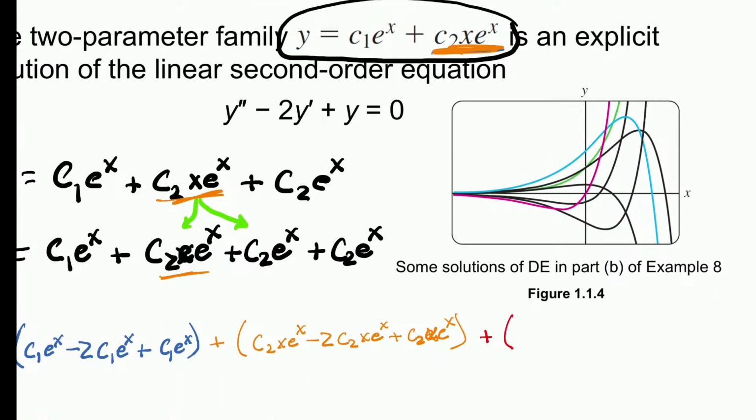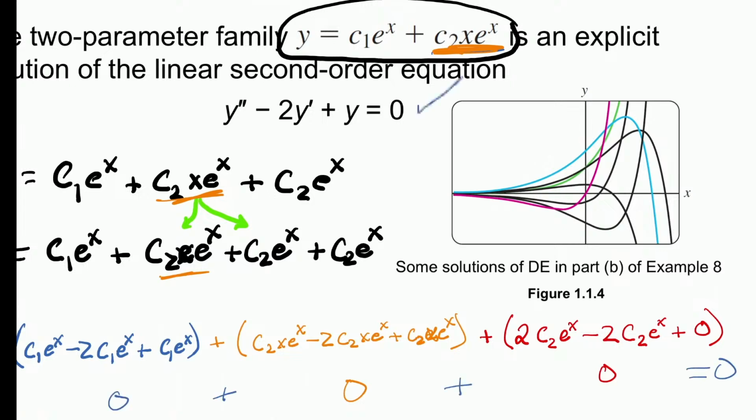I have y double prime, 2 of these, minus 2 times y prime, plus y, which there's 0 of them. So here we have 0 of this, we have 0 of this, and we have 0 of the first one. And so the final answer is 0, which checks out.